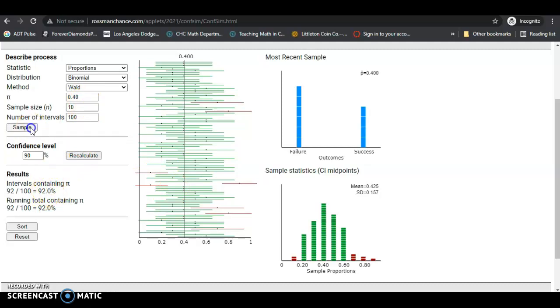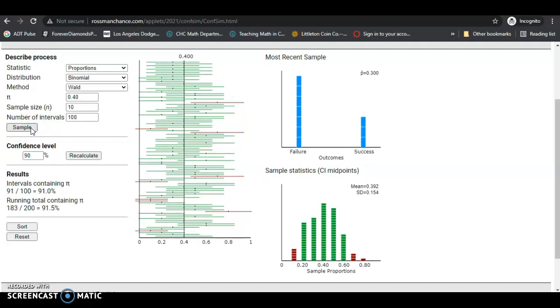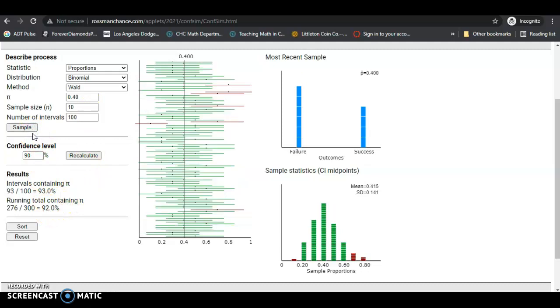All right, if we sample again, we come up with another 100 intervals. And there's a running total of our confidence intervals that capture the value of the population proportion. We sample again. So this tells you how many of the most recent 100 intervals contain the value of the population proportion. So 93 do, and then of the running total of the 300 that we've simulated so far, 276 capture the value of the population proportion.